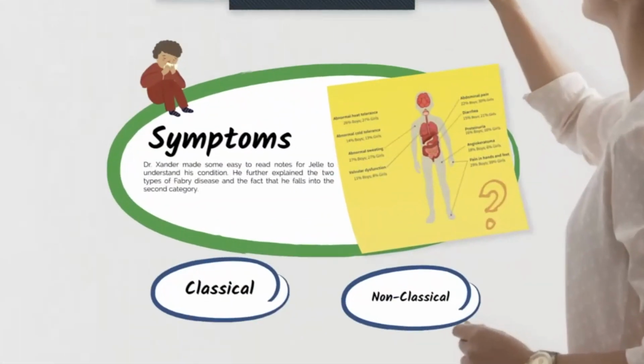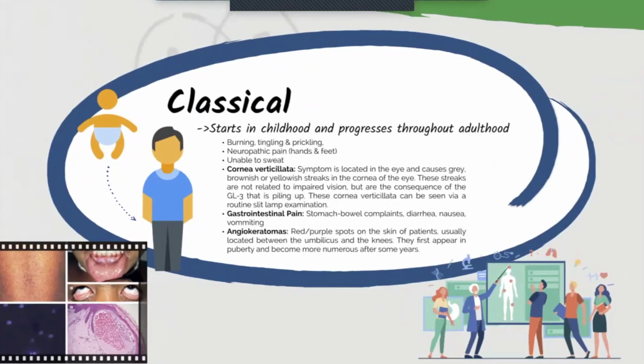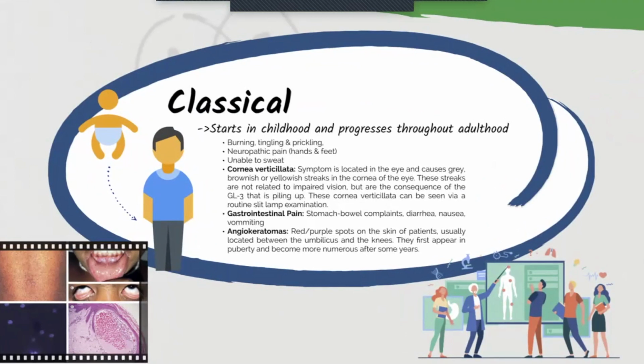So as for the symptoms, Dr. Xander tried to make some easy-to-read notes for Jelle to understand his condition. So first we have the classical type, which starts in childhood and progresses throughout adulthood. The child's first symptoms have to do with burning, tingling, and pricking, and neuropathic pain in their hands and feet, as well as the inability to sweat.